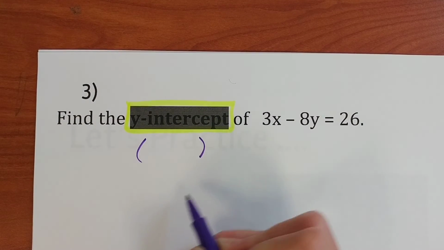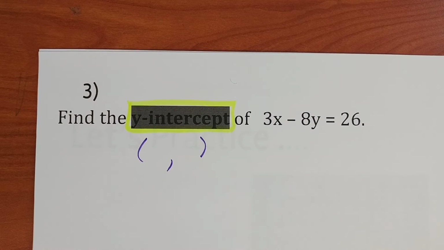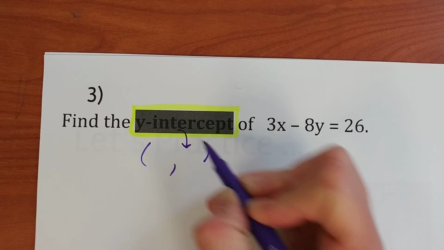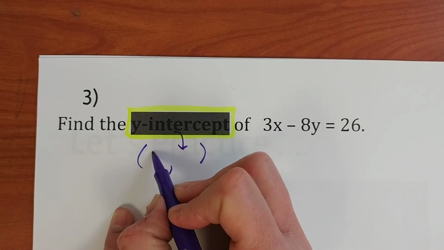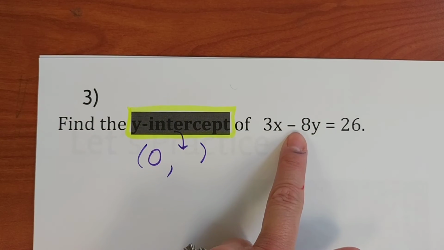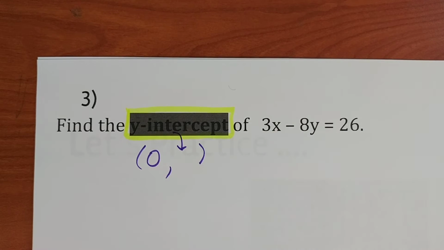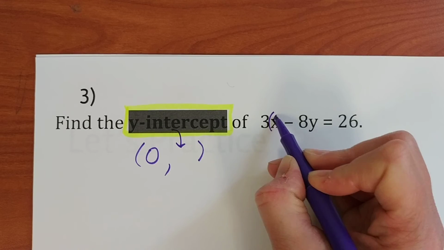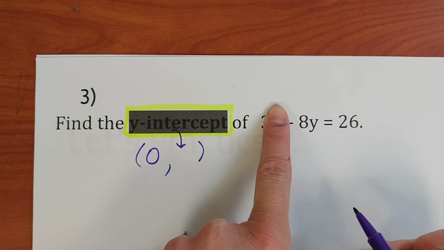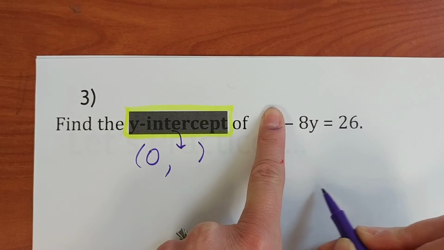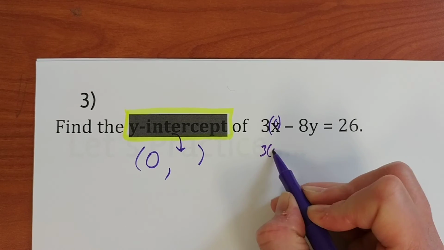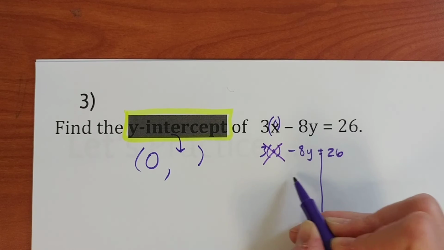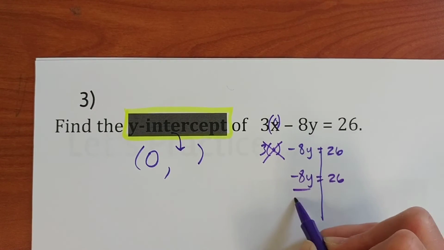On number 3, we're asked to find the y-intercept of this equation. So to find the y-intercept, you know that when it touches the y-axis, one of the coordinates will be 0. And of course, if I'm trying to find the y-intercept, I want the y-coordinate, so x is 0. So I can take this equation and I can make x 0. So think about if I plugged 0 right in here for x. This would go away. So I could cover it and just solve the rest of the equation if you wanted to. Or you can write it all out. So here, 0, negative 8y equals 26.